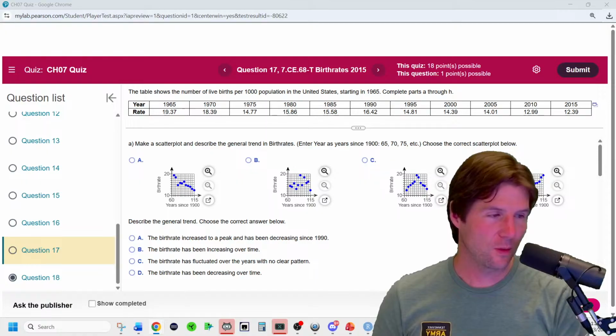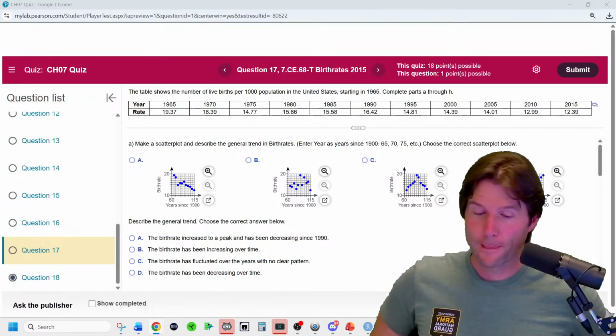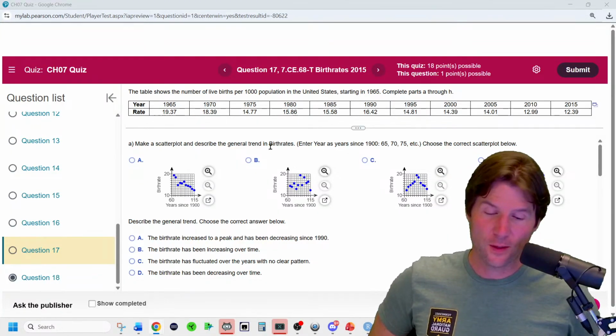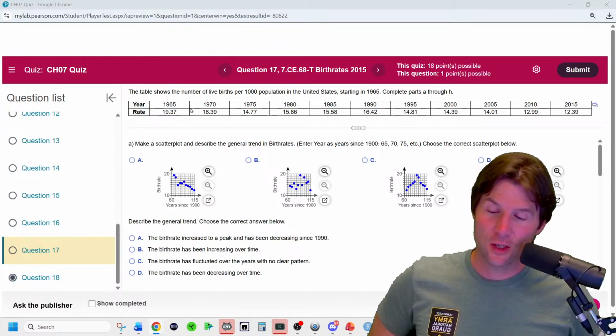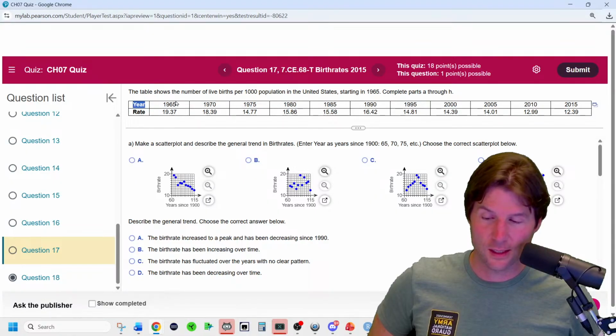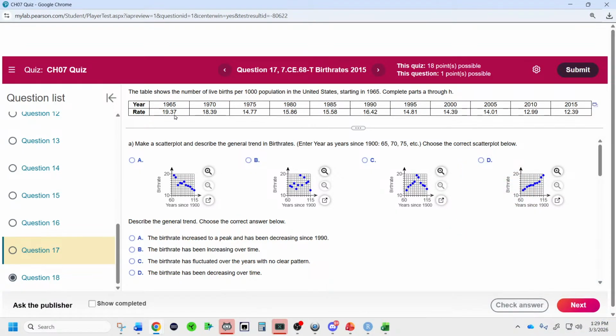Chapter 7, quiz. The table shows the population and birth rates. You can actually figure out the graphic without putting it into programs. As year goes up, rate of birth is going what? See how it's 1965, years going up. It starts at 19.37, and then it continues to go down.